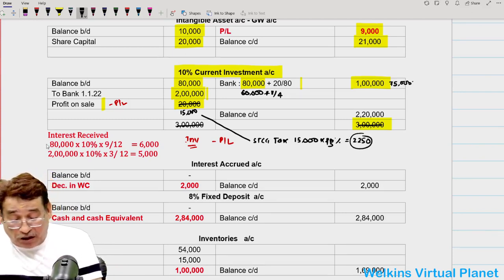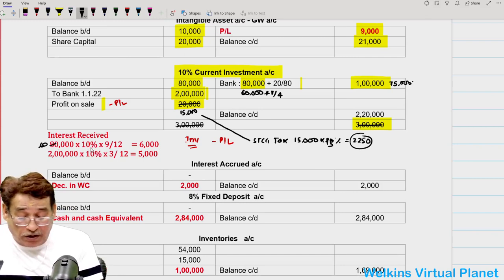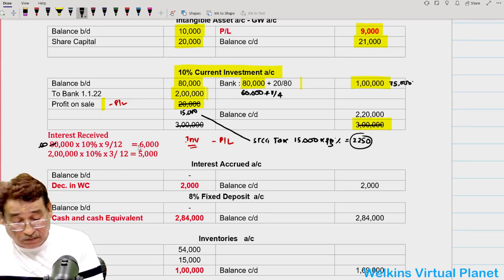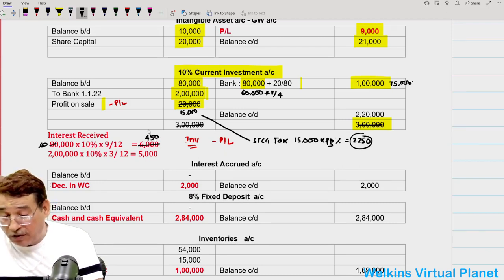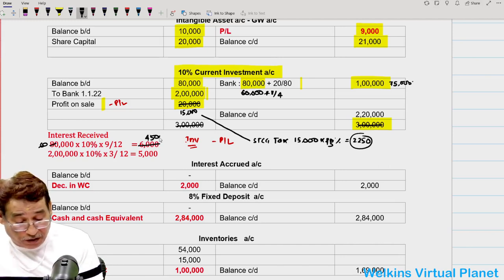And the interest I was talking about, now here instead of writing 80, you write 60,000. Your interest will be 60,000 into 10%, 6,000, into 10% into 9 divided by 12. That is 450. Once again, let me check. 60,000 into 10% into 9 divided by 12, 4,500 it is. And then we purchased investment for 2,00,000.